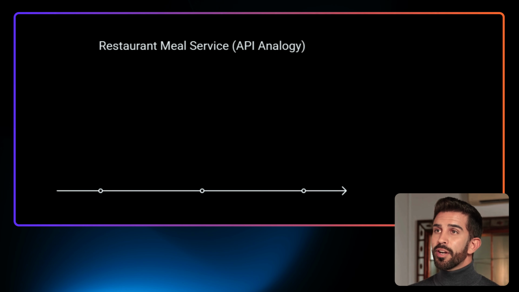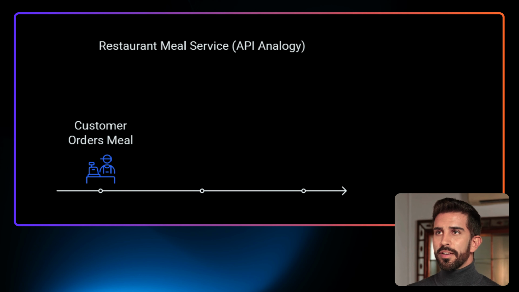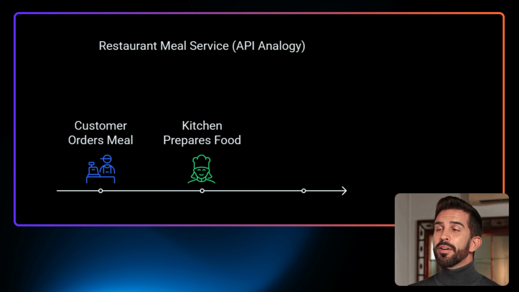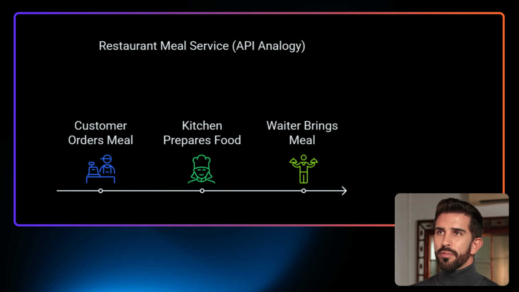But what does API mean? API stands for Application Programming Interface, a set of rules that allows different software applications to communicate. Think of an API as a messenger between you and a service. You send a request, like ordering a meal at a restaurant, the service processes it, the kitchen prepares the food, and the API delivers the response. The waiter brings your meal. Just like a restaurant menu defines what you can order, an API specifies what requests you can make and what responses you will receive.